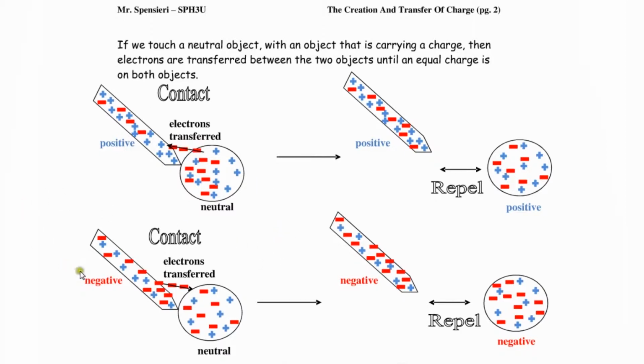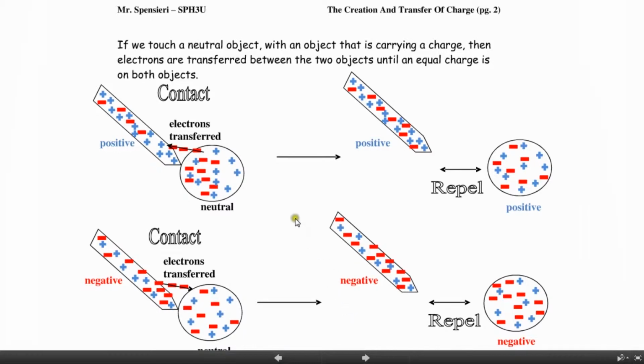The same thing happens with a negatively charged object. However, when they come into contact with a neutral object, electrons are transferred from the negative charged object to the neutral object.